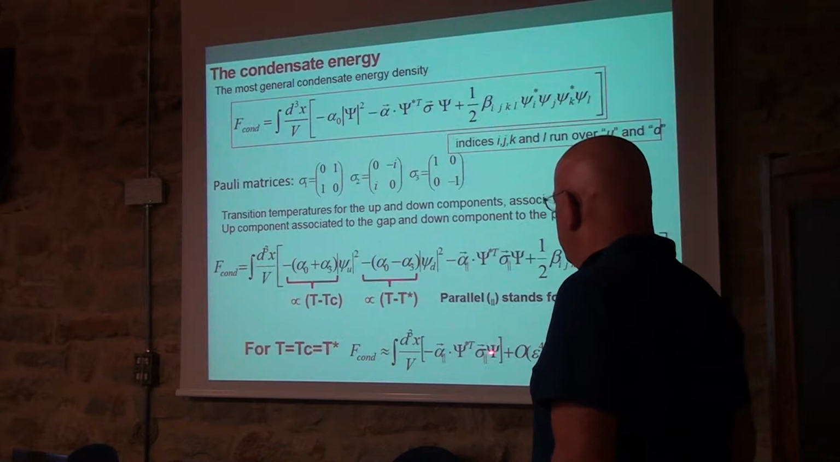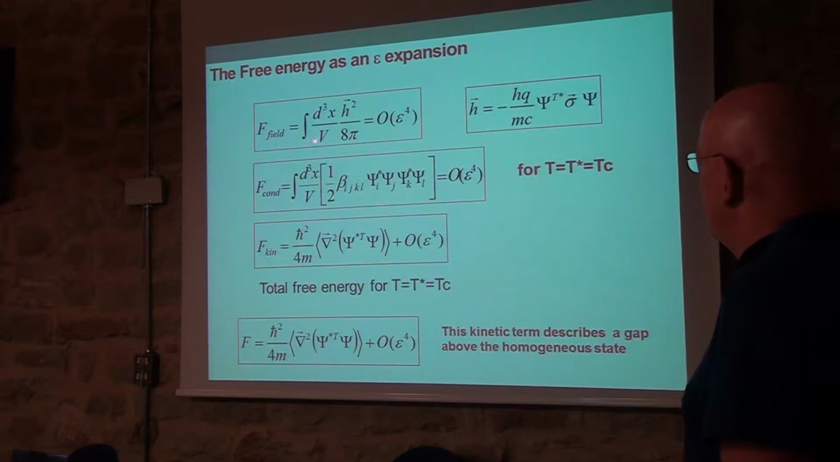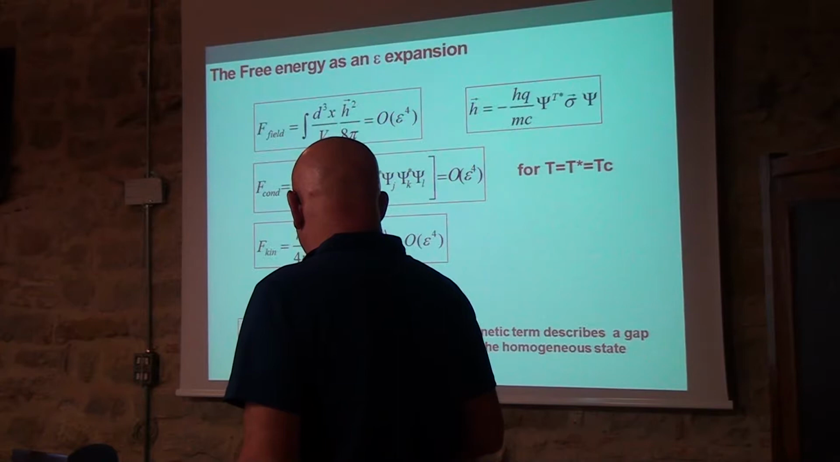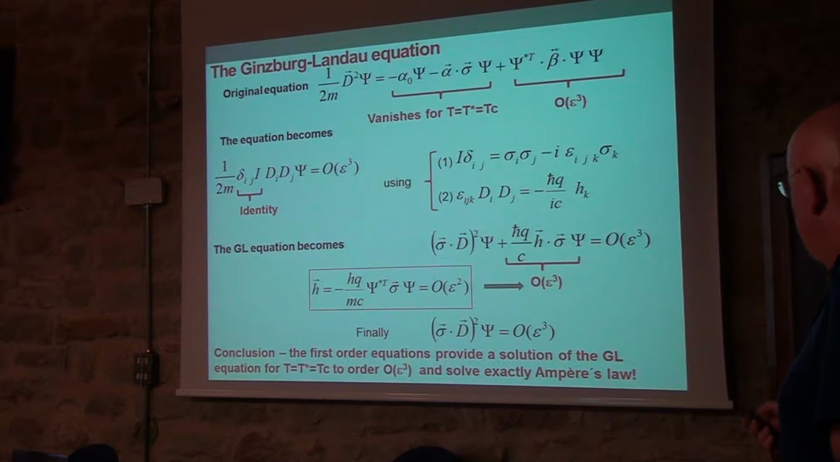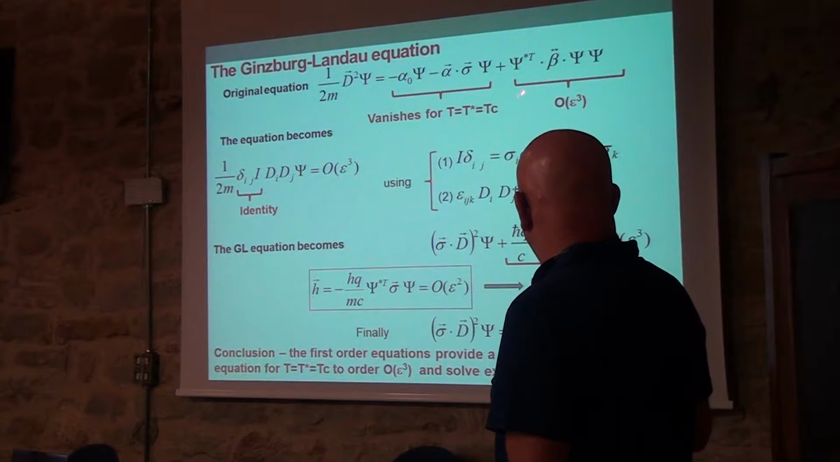I'll leave it behind for someone who wants to ask. And then what I mean is that the field energy is of fourth order, the condensate is of fourth order, and the kinetic energy has this term here, which is of second order. That's what I mean by a non-zero gap associated to the inhomogeneous solution. So one of the Ginzburg-Landau equations, Ampere's law, was already solved. The other one is solved because the term in beta is of cubic order. This vanishes at T equal to Tc.